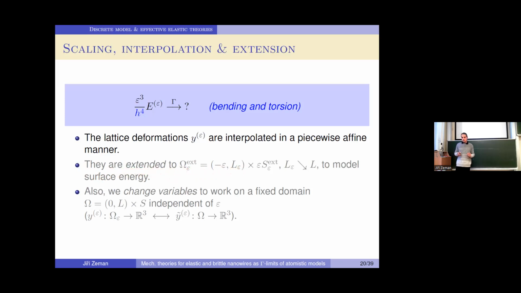Another technical point is extension, because perhaps I could draw a picture. Let's say that you have an atomic lattice like this. Then you can see that these two atoms should probably interact because they are mutual next to nearest neighbors. But in the formalism of cell energies, we need to include some kind of ghost atom, and for that the deformation needs to be extended also beyond the cross section. And as is common in dimension reduction problems, we change variables to work on a fixed domain that is called omega.